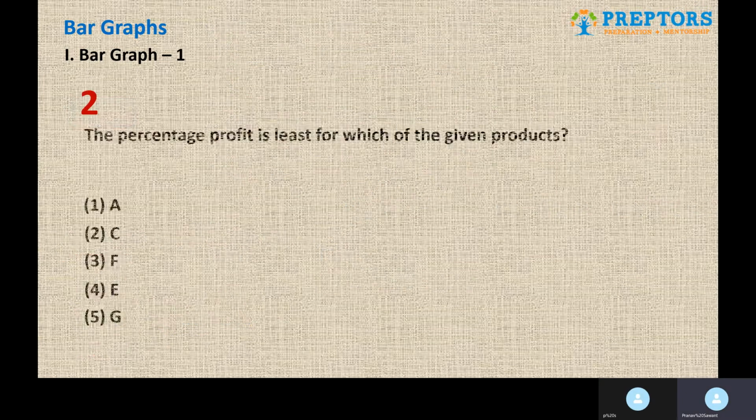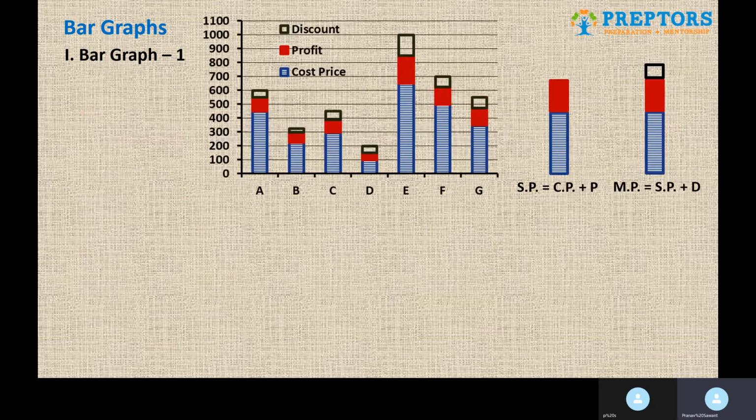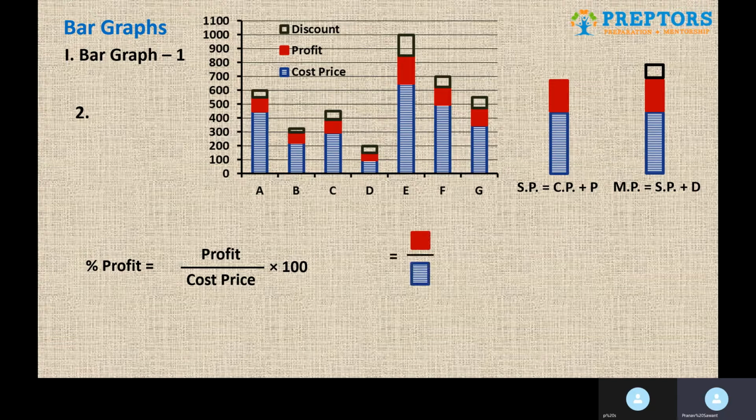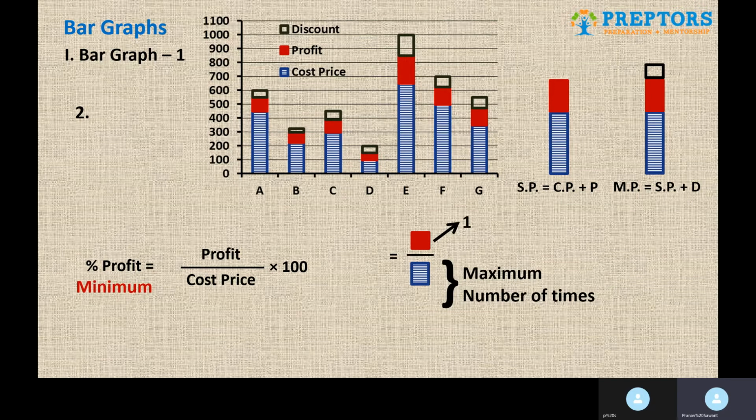Let's move to the next question. The profit percent is least for which of the given products? We will again try to compare this by using length of the bar. Now profit percent is profit upon cost price into 100. So profit is the red part and cost price is the blue part. Now for profit percent to be minimum, the denominator must be maximum. So we will look for maximum number of times as the denominator.